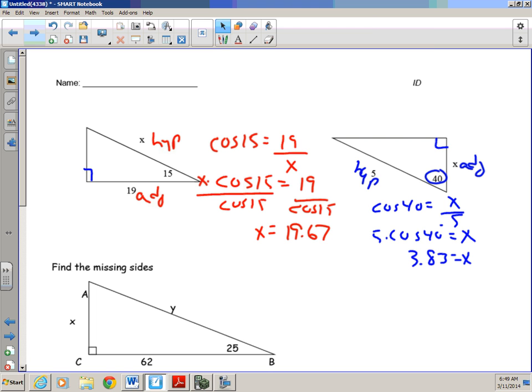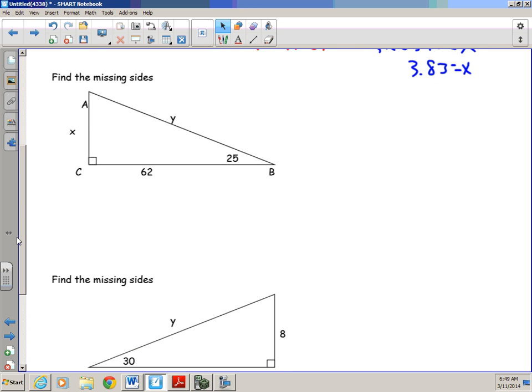You'll see that these just become somewhat of a redundant exercise after a while, but it's just something that you need to practice to get used to. All right, now I'm trying to find two different sides.